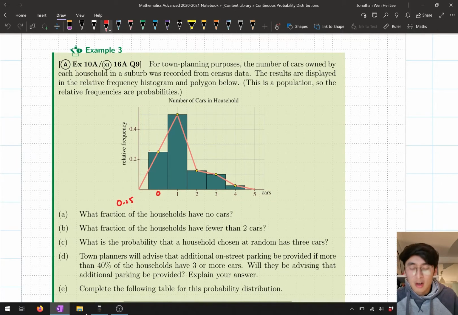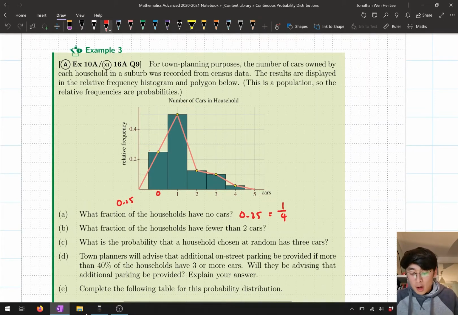Let's answer the question. Oh, I've actually given you this. What fractions of households have no car? Well, what I just said was that here, when I look at this relative frequency, it tells me what the probability is of a particular event happening. So in this case, no cars is 0.25. We just want to write that as a fraction, which is just 1/4. Okay.